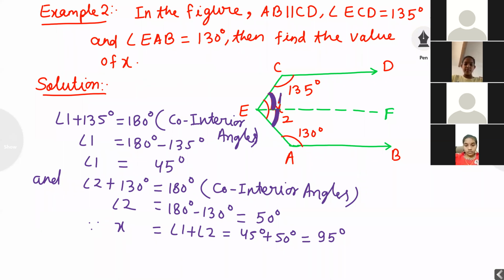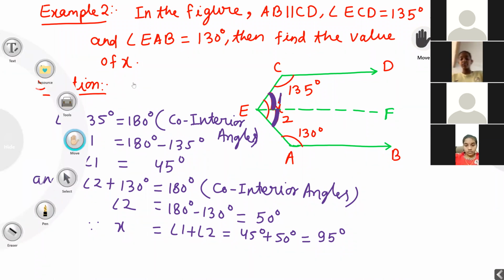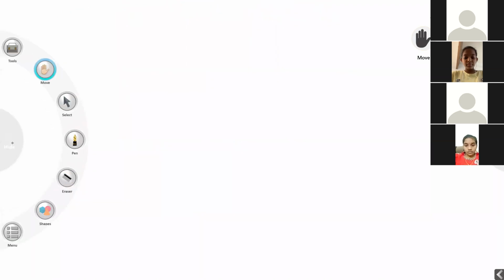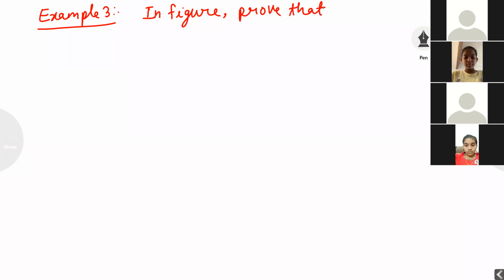Example 3, note down everyone. In figure, prove that angle A plus angle B plus angle C plus angle D plus angle E plus angle F is equal to 360 degree.